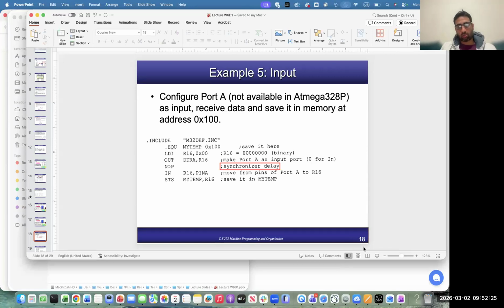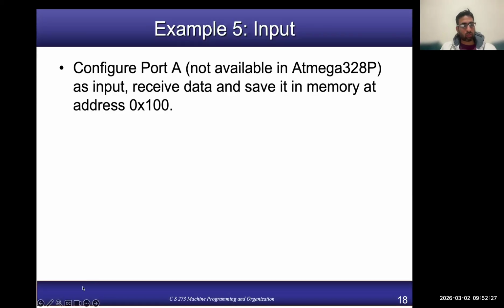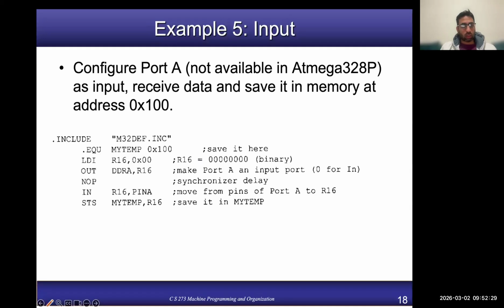So here, let me go back again in the full slide mode. Here you are configuring the port A in the input mode. So after that, you are required to put a knob. But if you are configuring a port in the output mode, you don't need to put a knob after that.